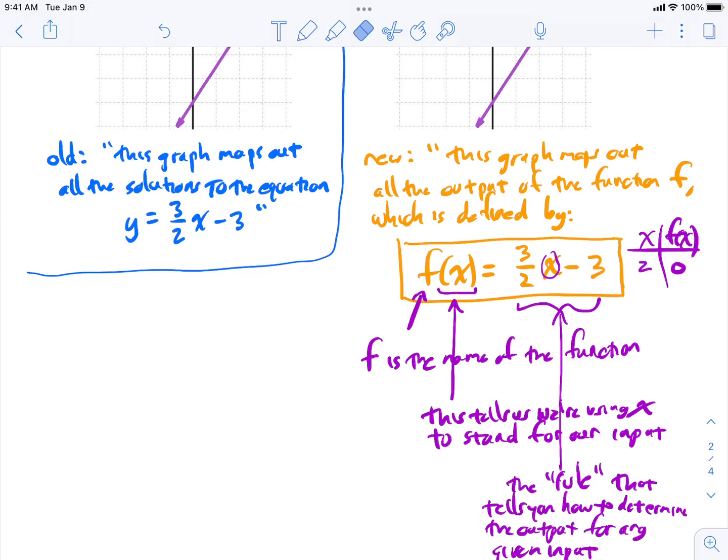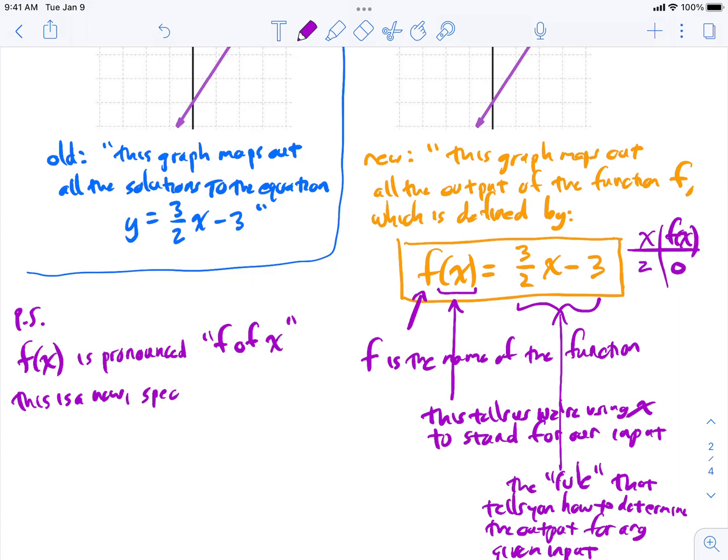So these are our basic parts. Let's see if I can get rid of that purple line. Hey, I did. These are the basic parts. And by the way, let's put a big PS over here. Let's use a pen to do that. PS. This thing is pronounced the way you say it. You say f of x. Again, x is standing for the input. F is the name of the function. F of x means f is a function that uses x as its input. And it's important to realize this is a special notation. A new special notation.